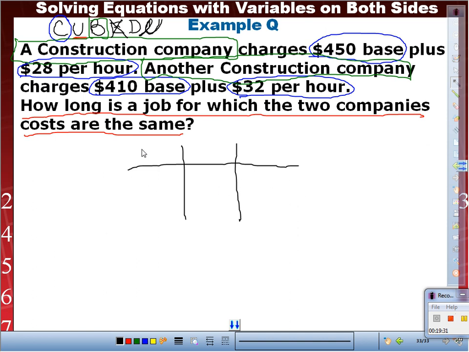Do they give us the name of the first company? No, I'm going to label it Company A. Therefore, the other one is Company B. Right here, I'm going to write total.